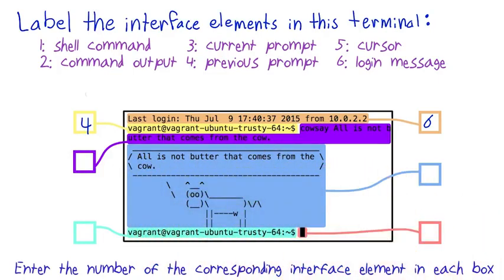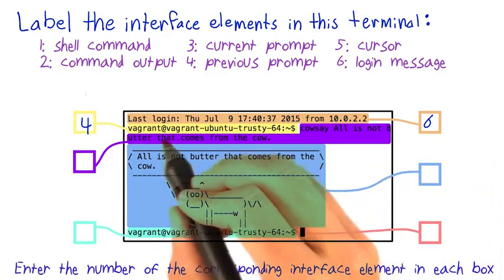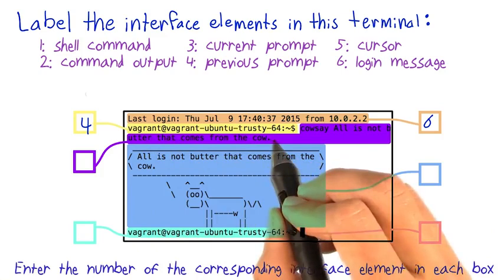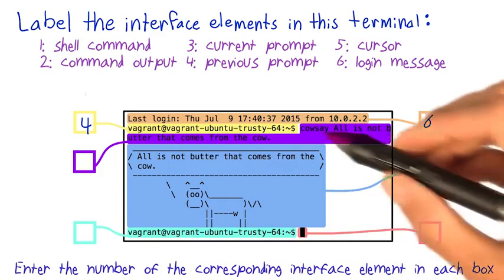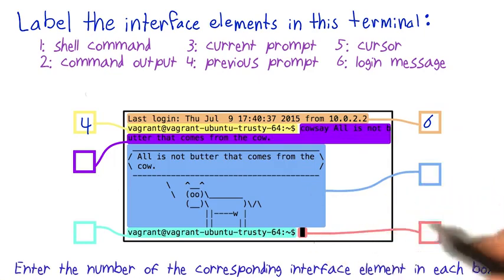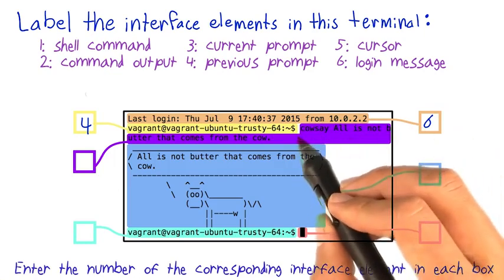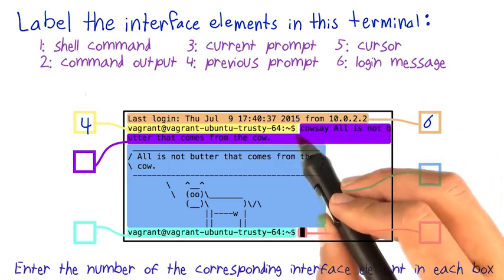The appearance of a command prompt can vary from computer to computer, but in this case, it includes my username and the name of the computer I'm logged into. You might have noticed that there's actually more than one prompt on the screen at the same time, this top one and the bottom one. This first prompt is one I used earlier to run a command, so this is the previous prompt.